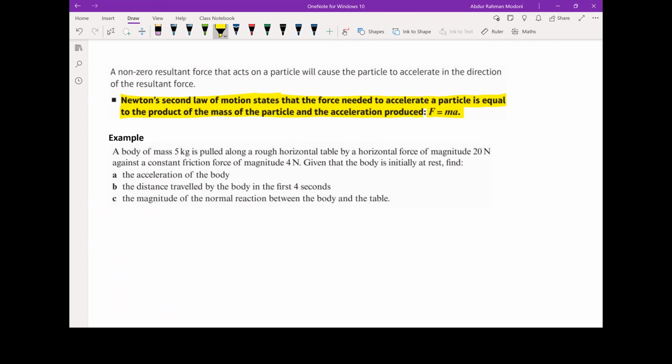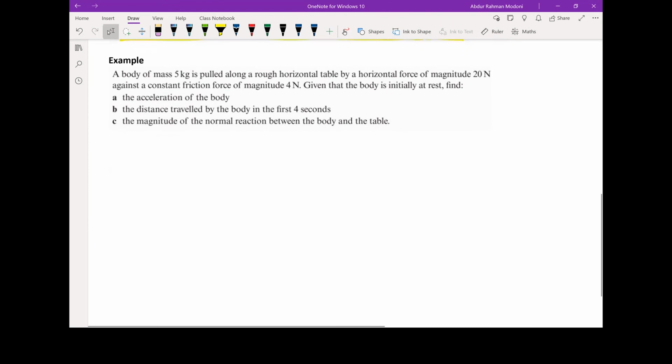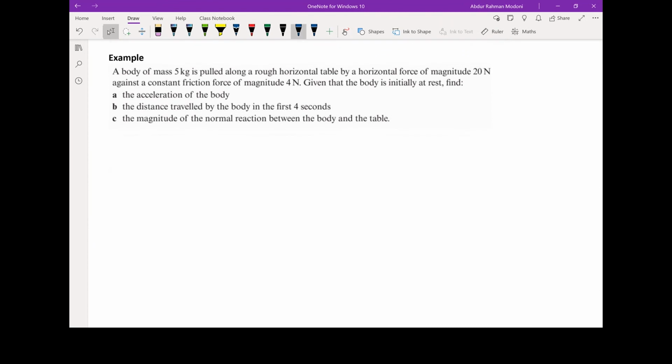So let's look at the application of Newton's second law. The question reads: a body of mass 5 kg is pulled along a rough horizontal table by a horizontal force of magnitude 20 newtons against a constant friction force of magnitude 4 newtons. I'm going to start by drawing this object. I'll represent it using a rectangular box here. It's on a surface, so I'll draw the surface here. It's being pulled horizontally by a force of magnitude 20 newtons, and I'll indicate that it's being pulled to the right.